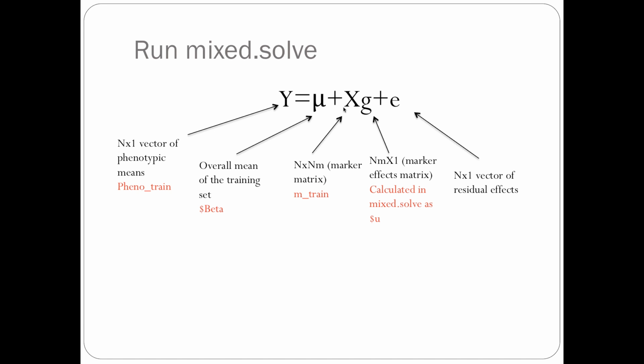And then X is the n by number of marker matrix. And this is the m_train marker matrix that we created in the slide before. The G value is the marker effects matrix, and this is what we're solving for in ridge regression BLUP. This is calculated in mix.solve as the $U. And then E is a vector of residual effects. So to input into rrBLUP, we input the pheno train, the marker, and the marker train.